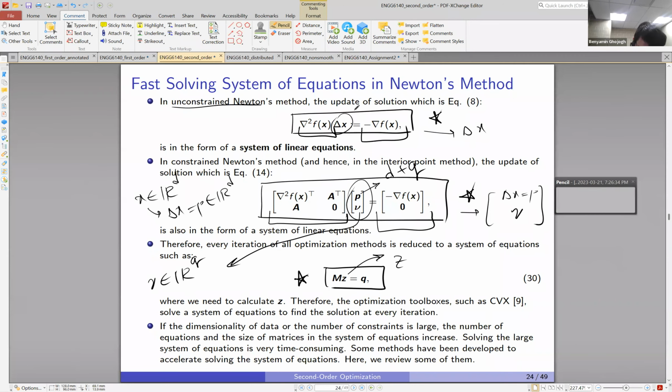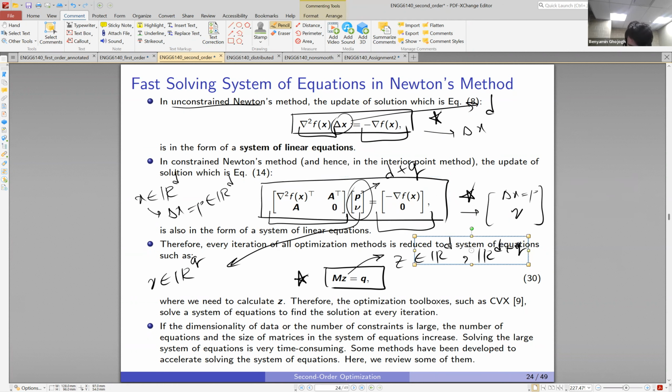Here the dimensionality of Z is just D. It means that Z is either D dimensional or D plus Q dimensional, right? And what does it mean? It means that when the dimensionality of data increases, if we have a huge number of dimensions in the data, or if we have a huge number of equality constraints, or both, then the matrices in this linear system of equations become very large, and solving this will be difficult.